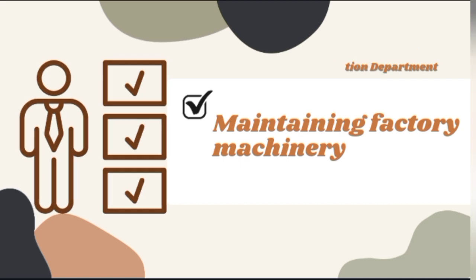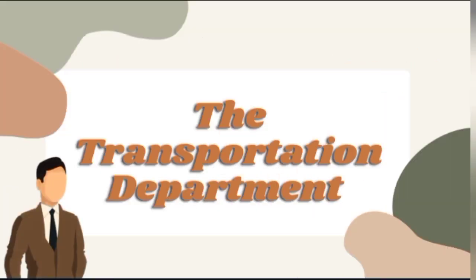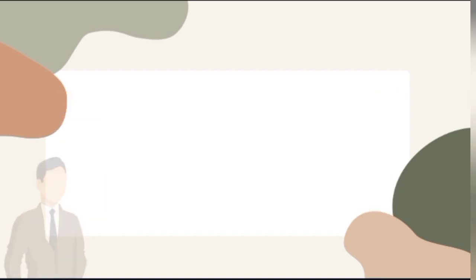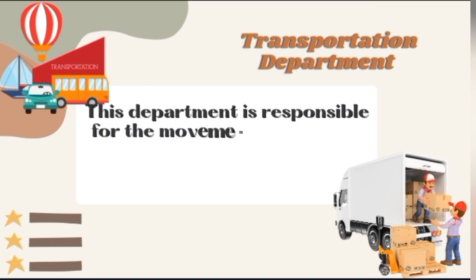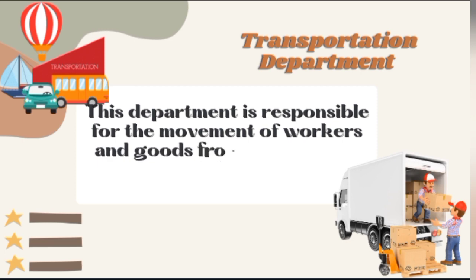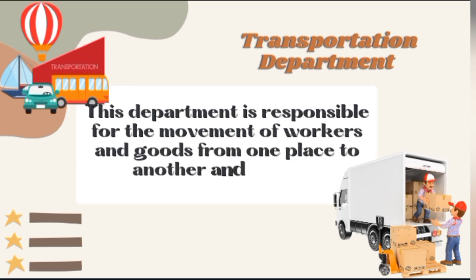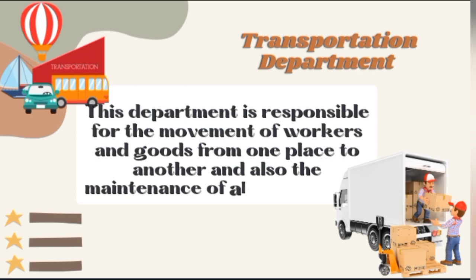Lastly, we are going to look at the transportation department. Big organizations usually have many vehicles which are used for transporting workers, raw materials, and for delivering finished products to customers or to consumers. So this department is responsible for the movement of workers and goods from one place to another. They also ensure that vehicles are properly maintained.